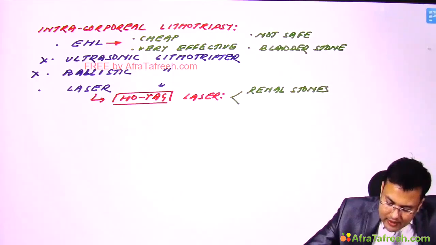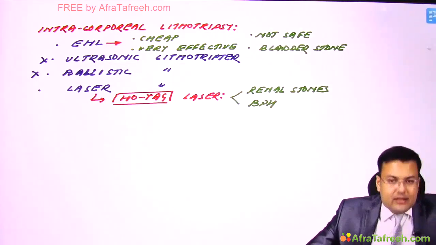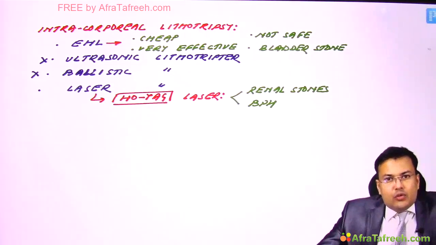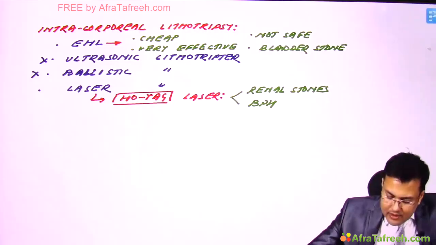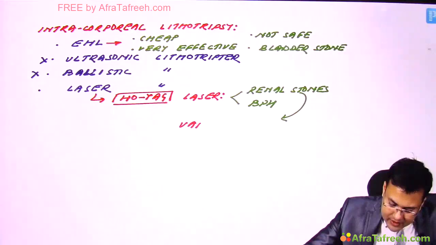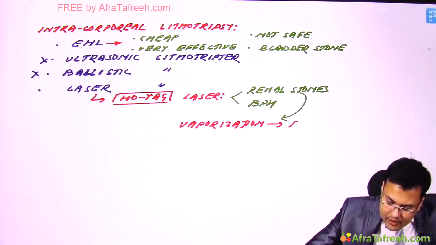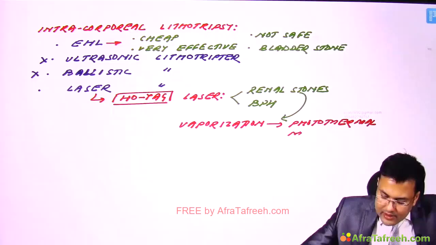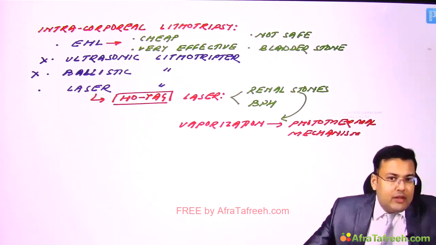as well as BPH. How it acts? It acts by vaporization. So what it does, it is going to cause stone vaporization by photothermal mechanism. So it causes stone vaporization, and by which mechanism? By photothermal mechanism. Okay, so we have to be very careful that there should not be any metallic wire in the field, because that can also be affected.